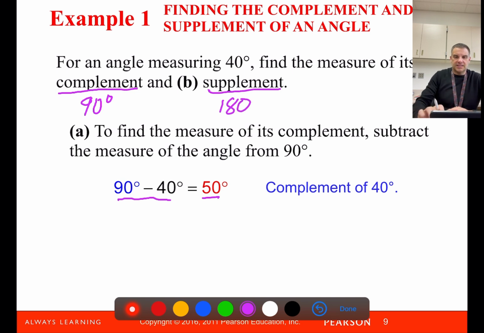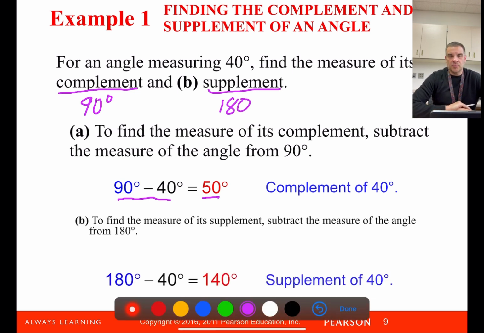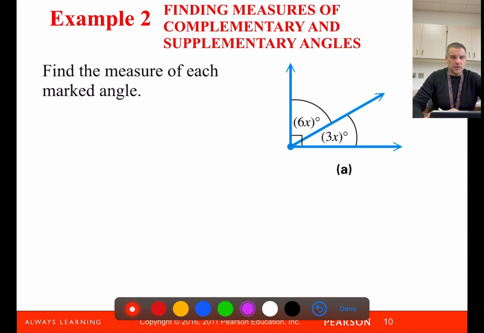To find the supplement of an angle, you take 180 minus 40, in this case, to get its supplement. So complement is 90, supplement is 180. 90 minus your angle gives the complement, and 180 minus 40 gives the supplement, or 180 minus your angle.